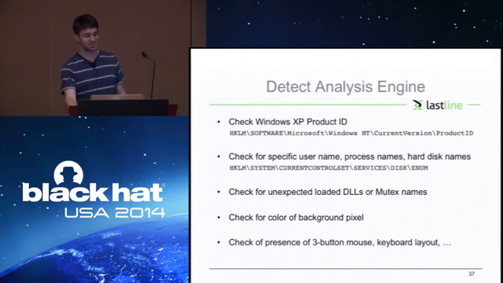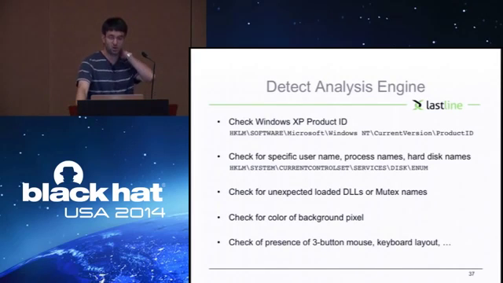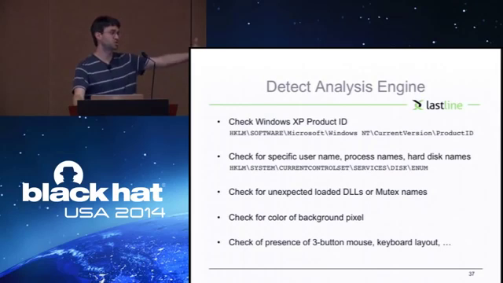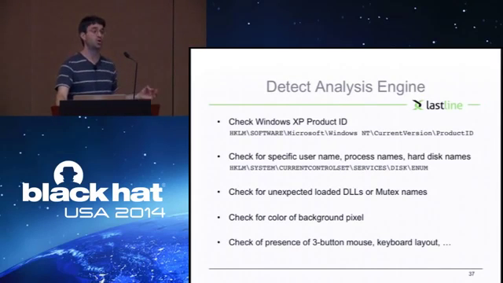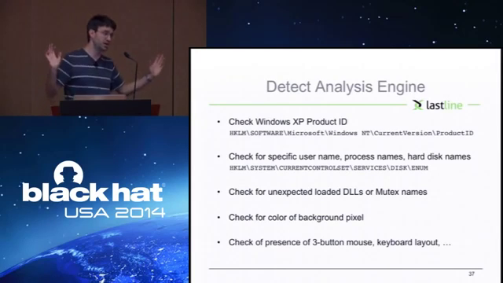You can check for unexpected DLLs that are loaded or mutex names. In Anubis, actually, we had a fun case where they were fingerprinting the pixel-by-pixel color of the background of our analysis system, and they said, okay, these guys always launch a DOS box at this particular location, so if this pixel is yellow, this is red, and this is black, I know that I'm in Anubis.